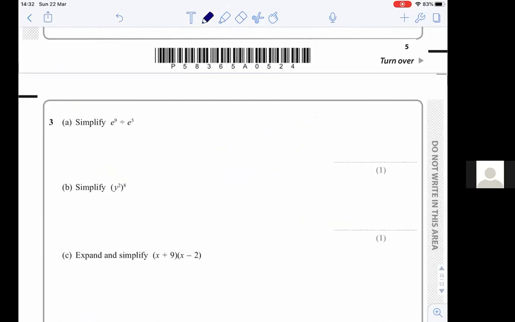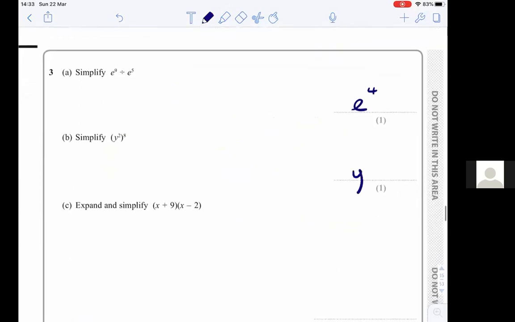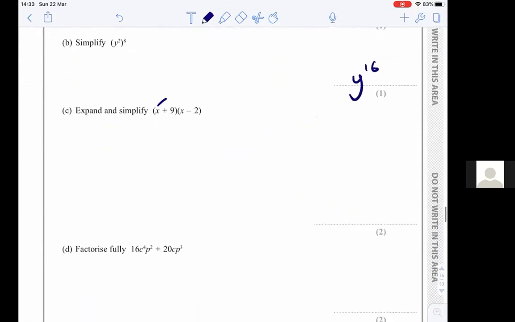We're dividing powers, which means taking them away. So this becomes e to the power of 4. When we've got brackets, we need to multiply the powers. So this is y to the power of 16. Expanding brackets, either FOIL or crab claw.